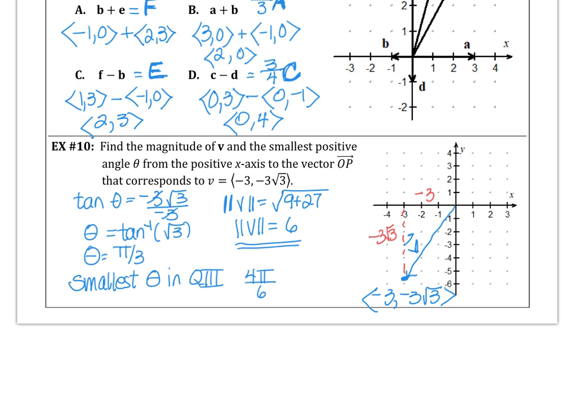For the smallest possible angle, I see a mistake here, it should be 4 pi over 3, not 4 pi over 6. So think about this. From the positive x-axis around to vector V, that angle is 4 pi over 3. The magnitude of vector V is 6.